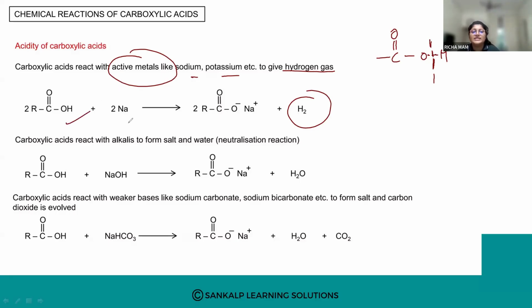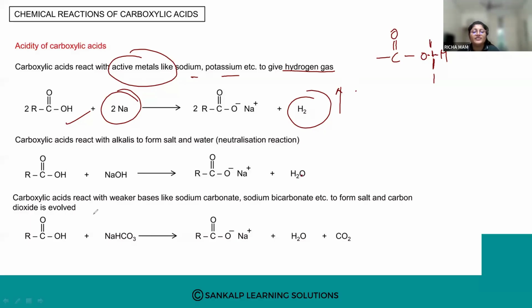So carboxylic acid is reacting with an active metal like sodium. We are going to get the carboxylate salt with the liberation of hydrogen gas. Then carboxylic acid reacts with strong alkalis, NaOH and KOH. You are going to get sodium carboxylate plus water.